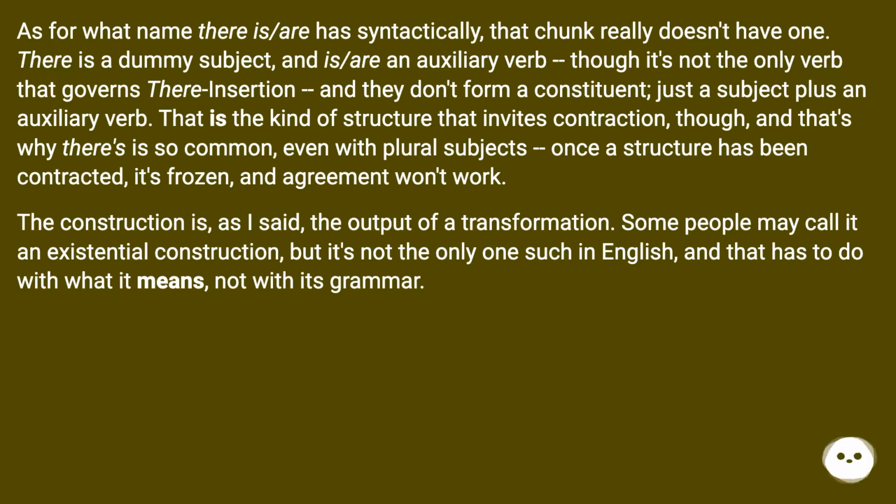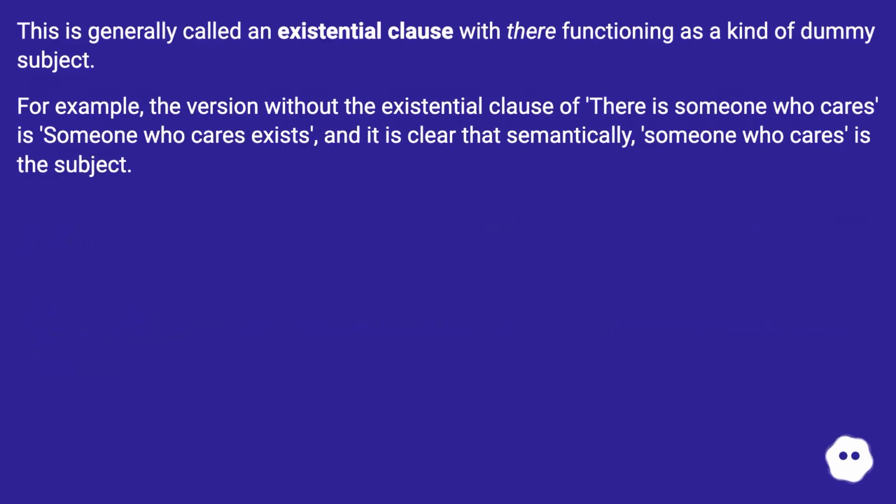The construction is, as I said, the output of a transformation. Some people may call it an existential construction, but it's not the only one such in English, and that has to do with what it means, not with its grammar. This is generally called an existential clause with there functioning as a kind of dummy subject. For example, the version without the existential clause of there is someone who cares is someone who cares exists, and it is clear that semantically, someone who cares is the subject.